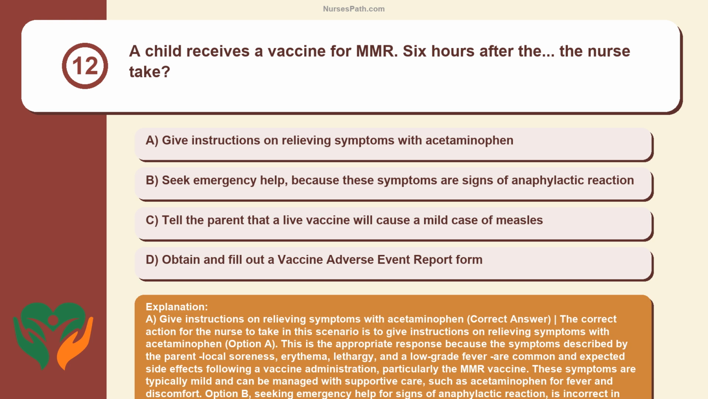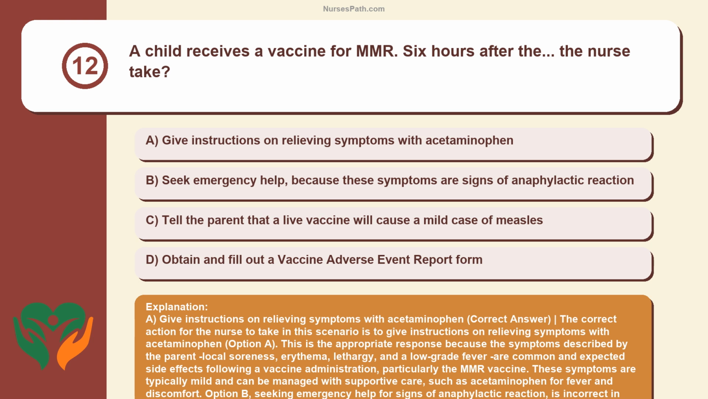A. Give instructions on relieving symptoms with acetaminophen. Correct answer. The correct action for the nurse to take in this scenario is to give instructions on relieving symptoms with acetaminophen. Option A. This is the appropriate response because the symptoms described by the parent, local soreness, erythema, lethargy, and a low-grade fever, are common and expected side effects following a vaccine administration, particularly the MMR vaccine. These symptoms are typically mild and can be managed with supportive care, such as acetaminophen for fever and discomfort.